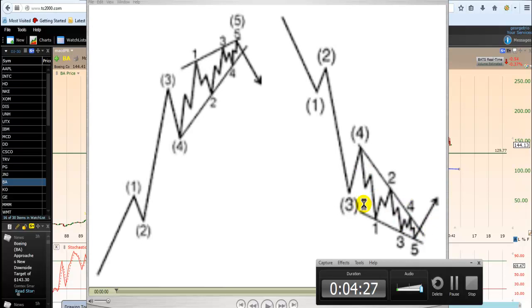This is why the internal waves of the ending diagonal are usually 3-3-3-3-3. It's the biggest warning. Accumulation taking place in a downtrend, distribution taking place in an uptrend.